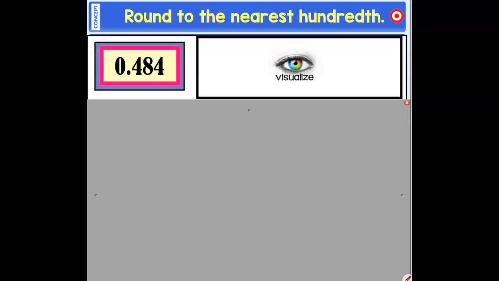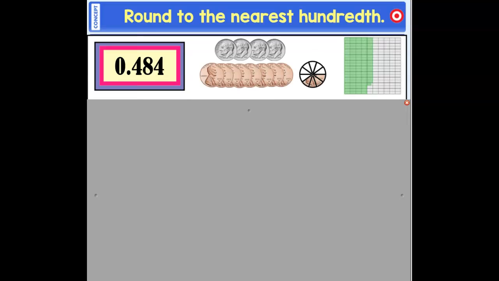Now, yesterday we also talked about rounding to the nearest hundredth. My first job is to visualize. If I wanted to picture that, I'm going to picture 48 cents and 4 slivers more. I'm going to mark the place I want to round to. It wants to go to the nearest hundredth, so that's the place I need to underline and stop at.